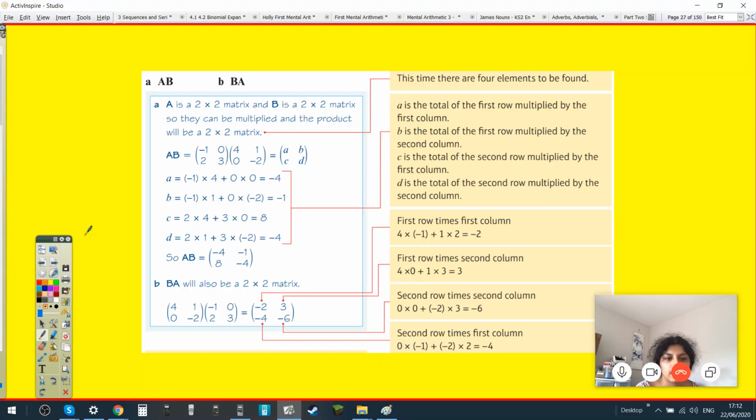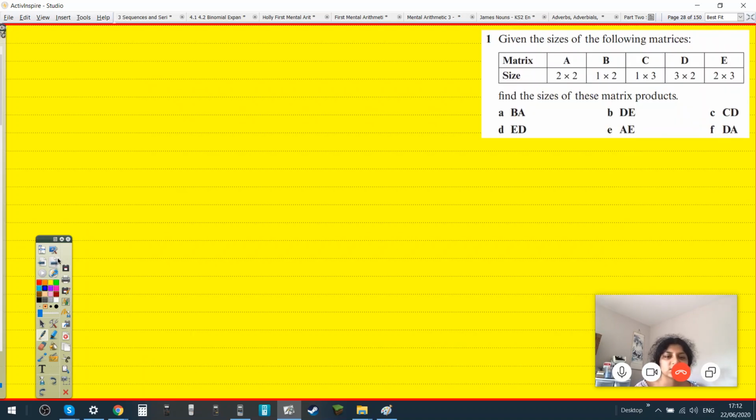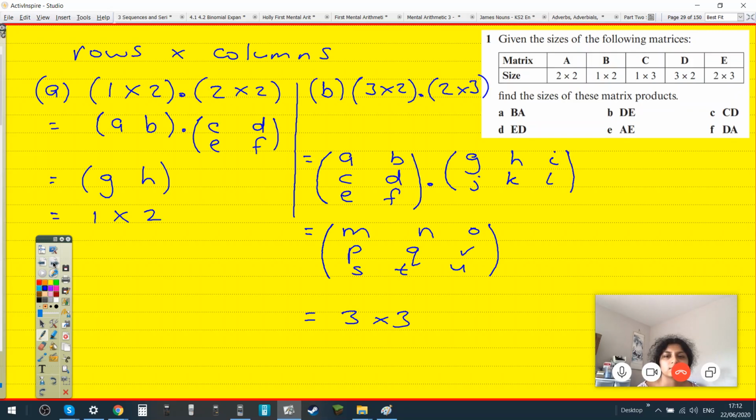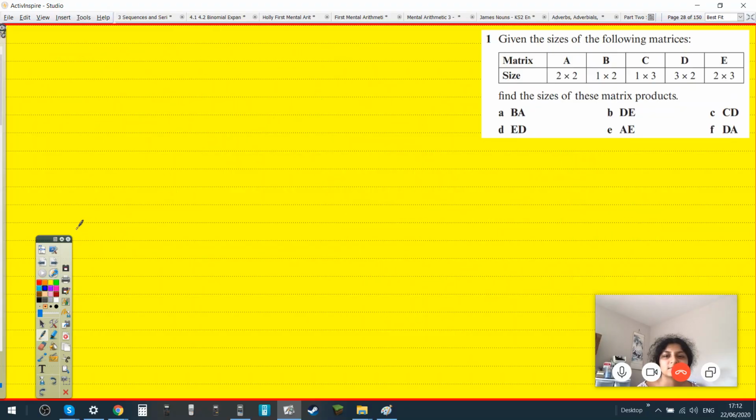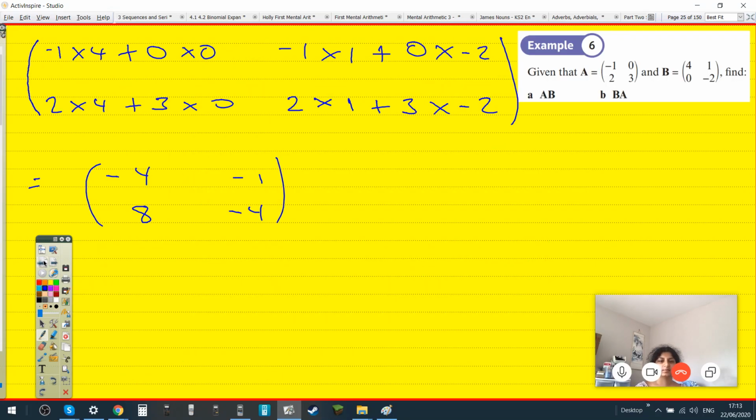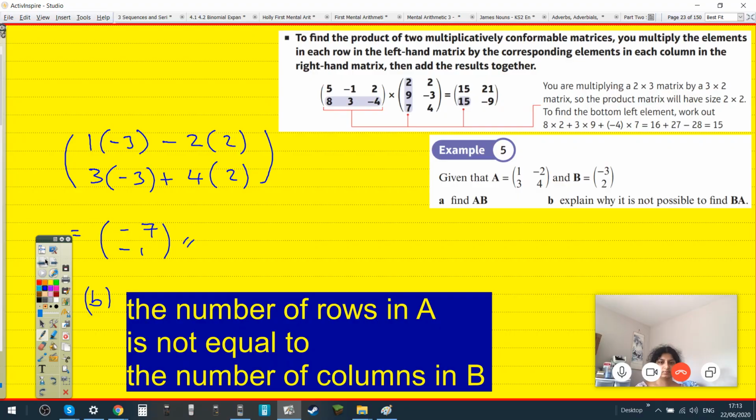Any questions there? Not really. So let's practice. The size of the matrix. I think you'll be okay for the size of the matrix. Okay. Find the size of these matrix products. B times A. How do you know the size? So the quick way.